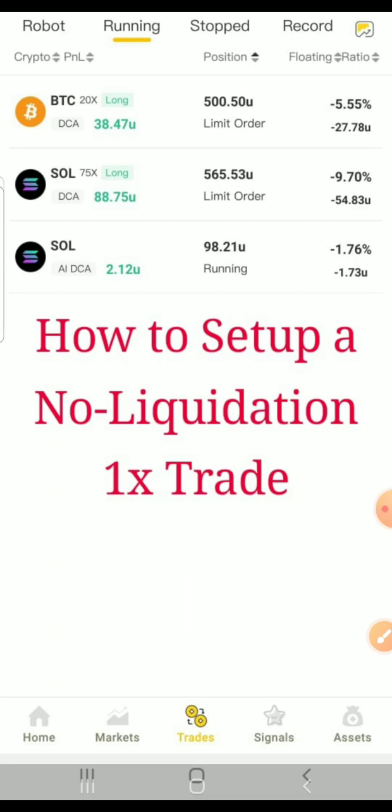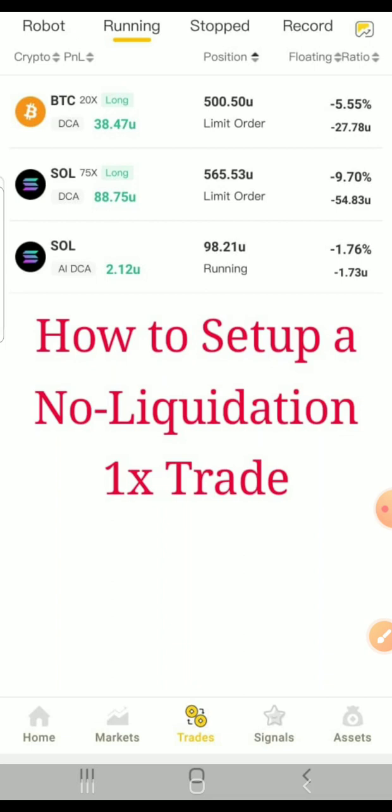This time let's look at how to set up a trade that hasn't got the risk of liquidation, what people are calling a no liquidation 1x trade. Now, just to explain, this sort of trade mathematically is not liquidatable for the sole reason of it being 1x.